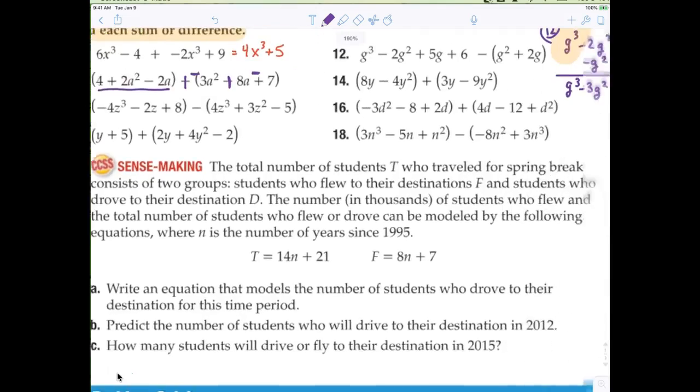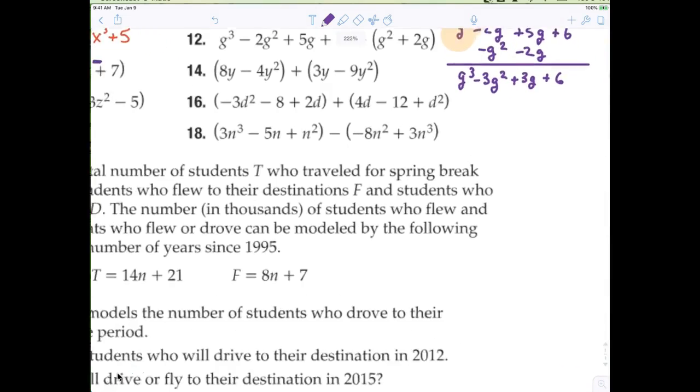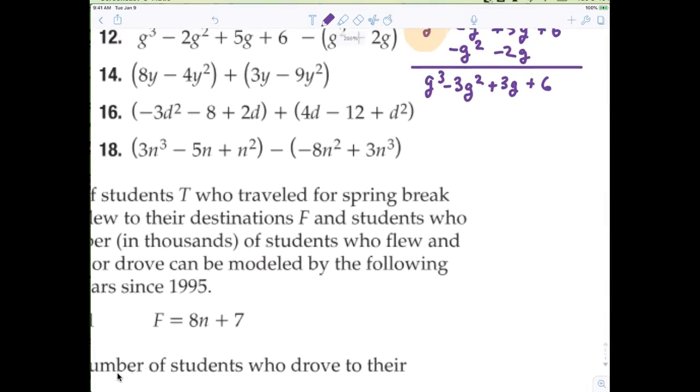All right, let's look at 14. Now 14 is easier because it's just addition, right? So let's combine. Now here's where you're just going to do mental math. All right, come on, everybody look at 14. Somebody tell me what the answer is. Tell me. 11y minus 13y.